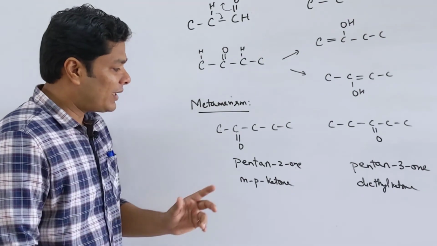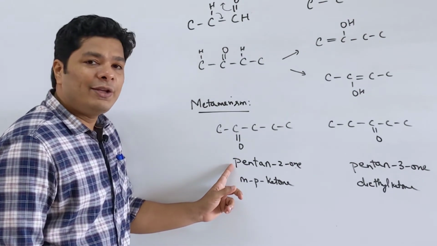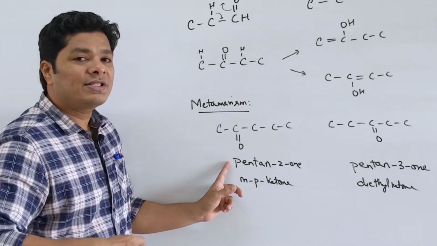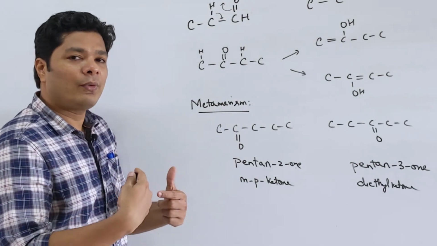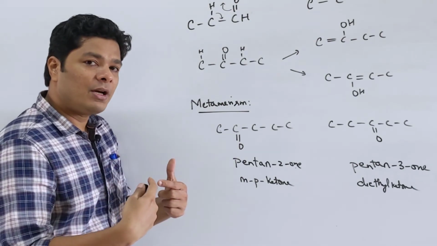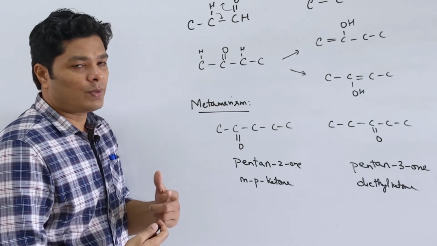Now when it comes to metamers, IUPAC naming will not tell you easily, but you have to be very sure. As soon as you see a ketone, trigger yourself. Okay, can it be a metamer whenever I think it is a positional isomer?